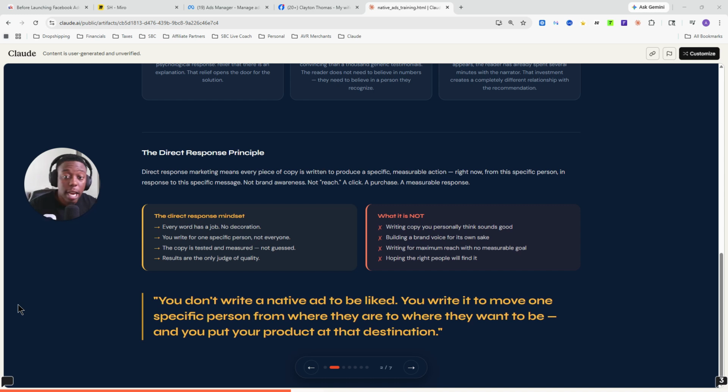So the direct response principle. Direct response marketing means every piece of copy is written to produce a specific measurable action right now from the specific person in response to the specific message. Not brand awareness, not reach, a click, a purchase, a measurable response.